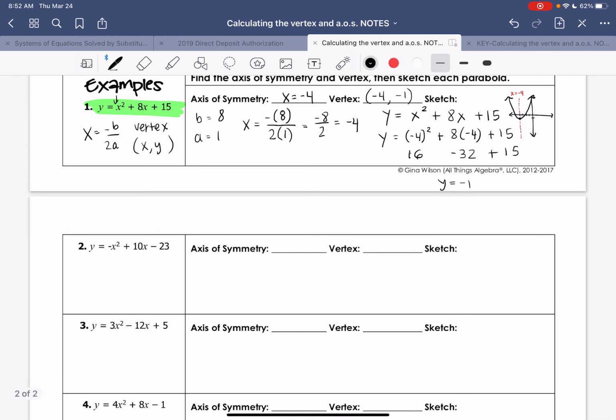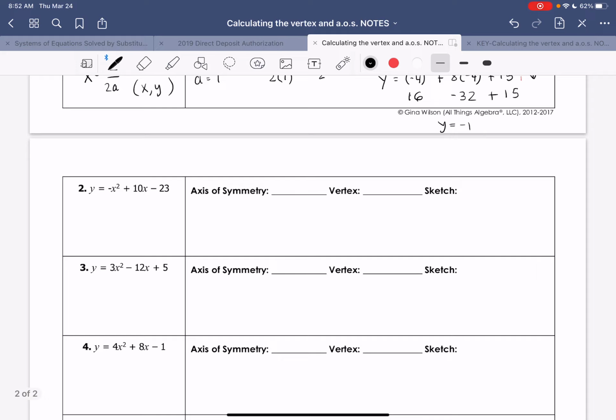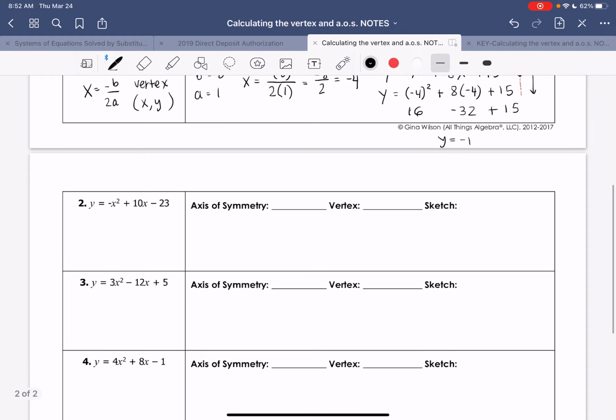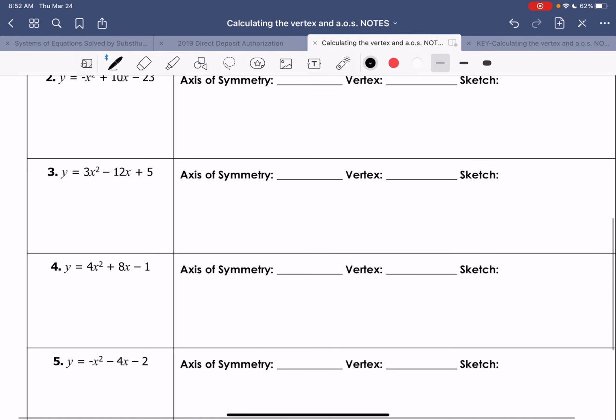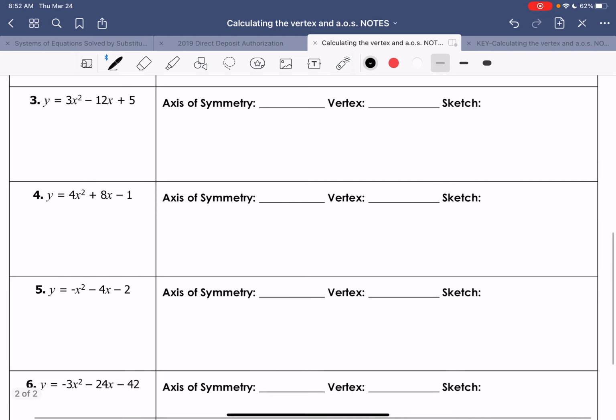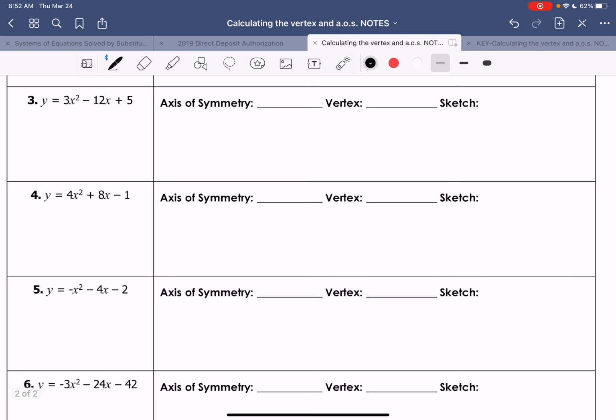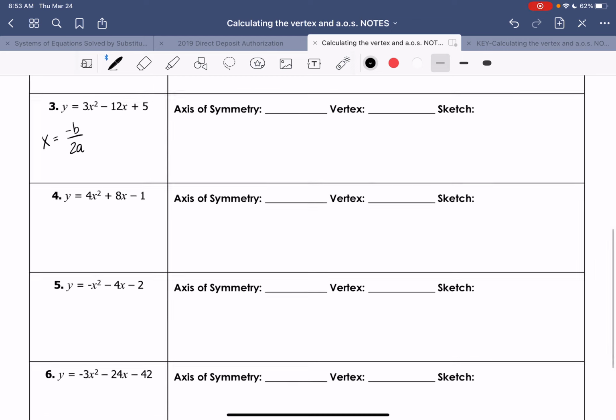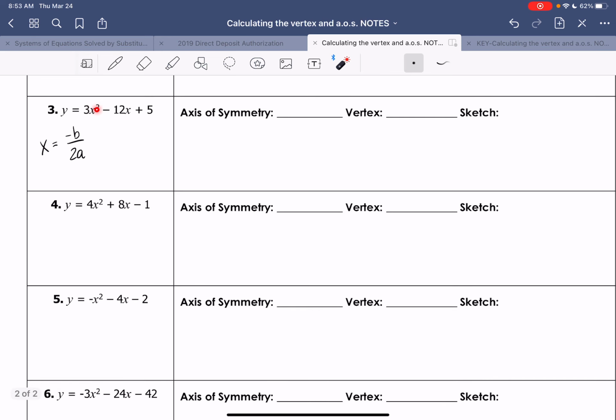I'm actually going to skip ahead. I'm going to do number 3 because this is an example where our b is negative, and I think this will help us. So on this example, again, I'm going to go ahead and write our equation. X is equal to -b over 2a. So I'm going to go ahead and write from my equation here what my b and a are. So my b is equal to -12 and my a is equal to 3.